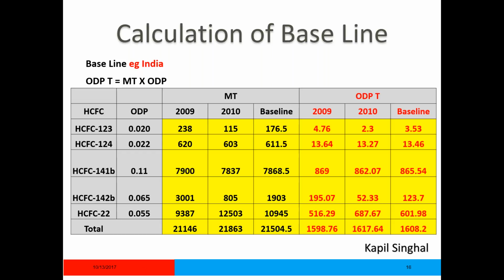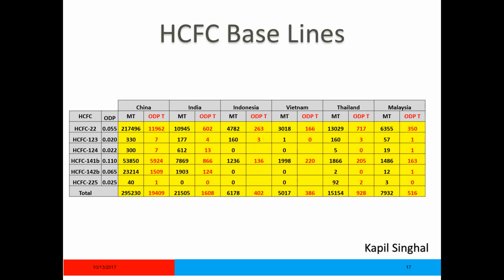Now, how do we fare as compared to some other geographies? This chart talks about the baselines of different countries. For example, China is more than 10 times the baseline we have. For India, our ODP ton baseline was 1608. Their ODP ton is 19409, so more than 10 times. Majority of it is 22.